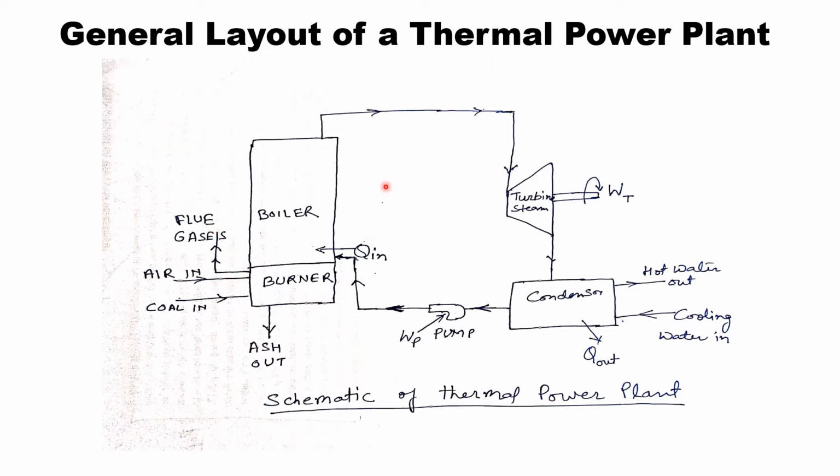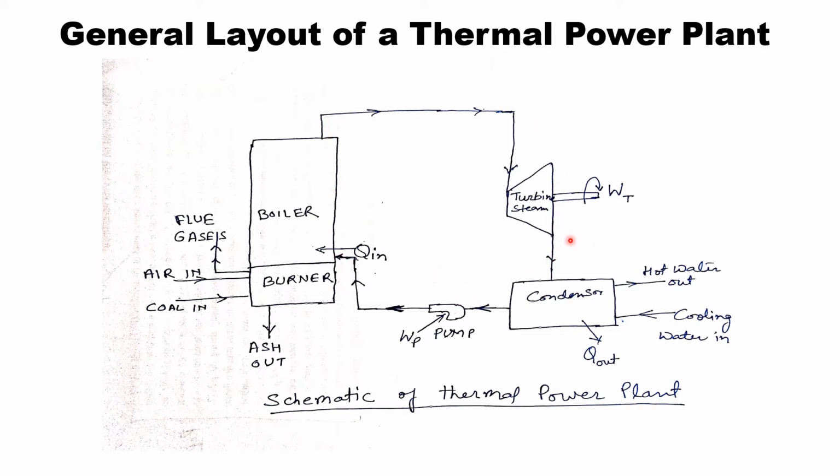Now the third circuit was our feed water and steam circuit. Here we feed the water in the boiler and the steam that is generated in the boiler at high temperature and pressure, it then goes to turbine, and after producing useful work it goes to condenser. So this is our feed water and steam circuit.